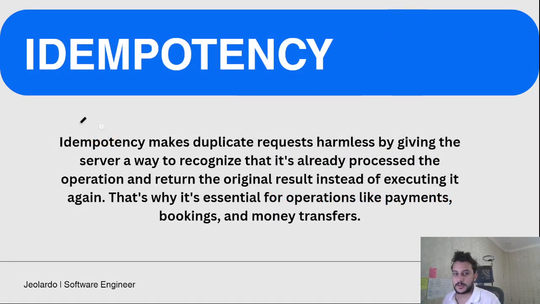So now we go to idempotency. I'll simplify it for you. For example, take an e-commerce site: after placing an order, you want to pay. You click the pay button on the front end. The payment is processed, and when the server sends the response, there is an internet issue and you don't receive the response saying the payment was successful.